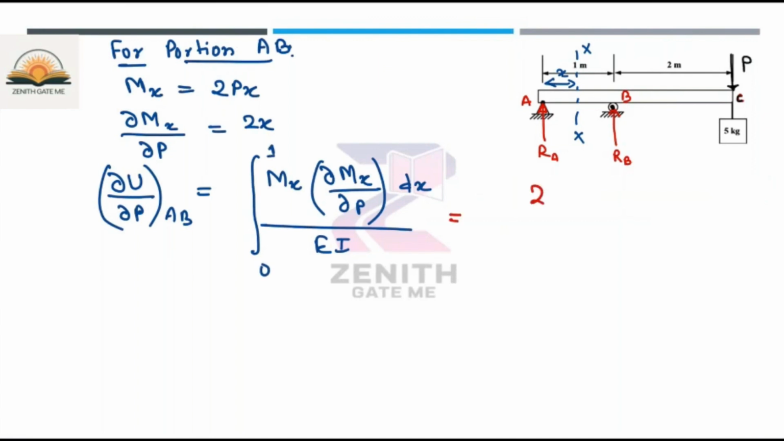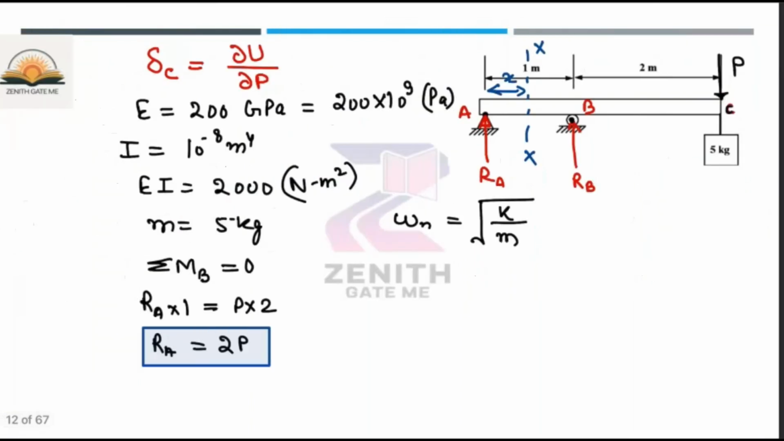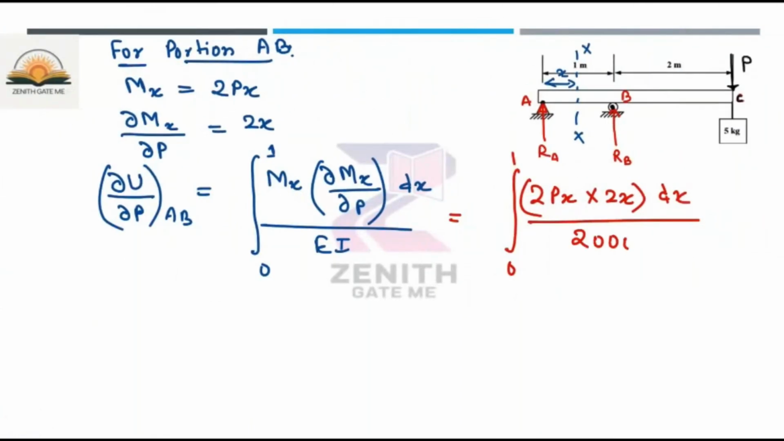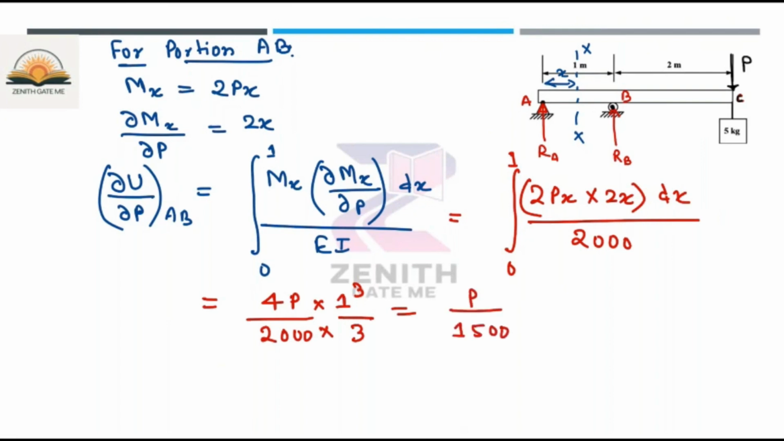Now, Mx value you already know, 2Px, and the differentiation you have done 2x into dx from 0 to 1, and this EI value is nothing but 2000. So once you solve, what you will get? 4P, and x square dx integration is x cube by 3, and if you put the upper limit, that means 1 cube divided by 3, and the lower limit is 0, so there is no use. So 4P divided by 2000. So you will get P divided by 1500.